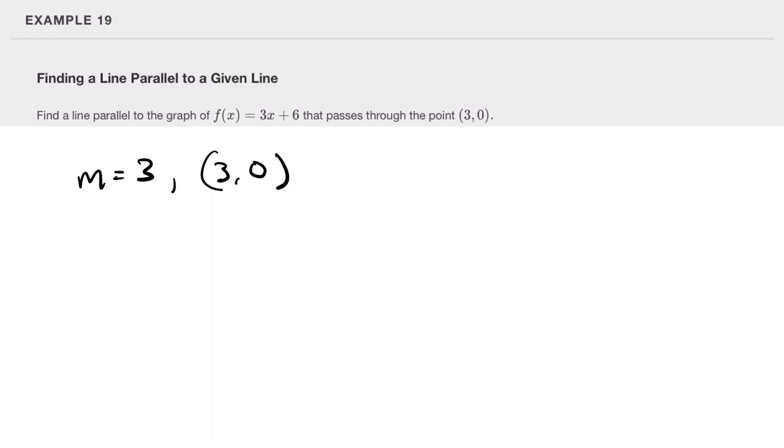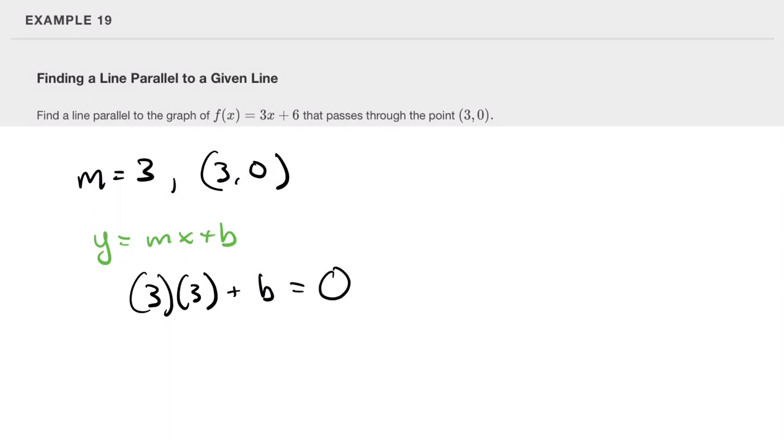All right. So if we want the equation of a line with this slope passing through this point, then we can use y equals mx plus b. Okay, let's plug in what we have. So our slope is 3. We're also given that x is 3. We don't know the y-intercept, and the corresponding y is 0. Okay, so if we solve for b from here, b equals -9.